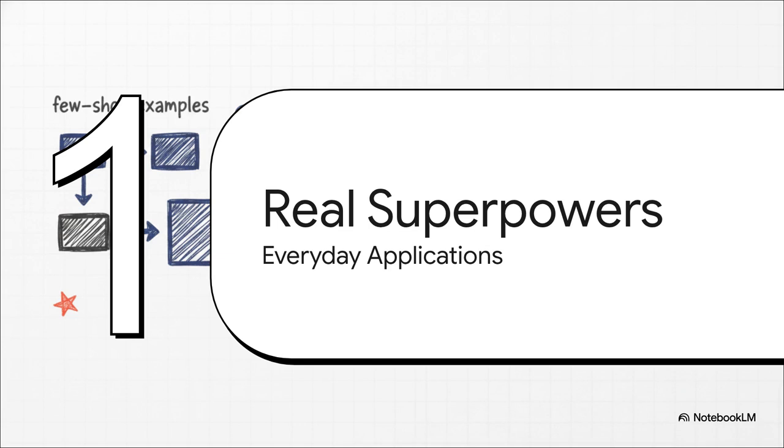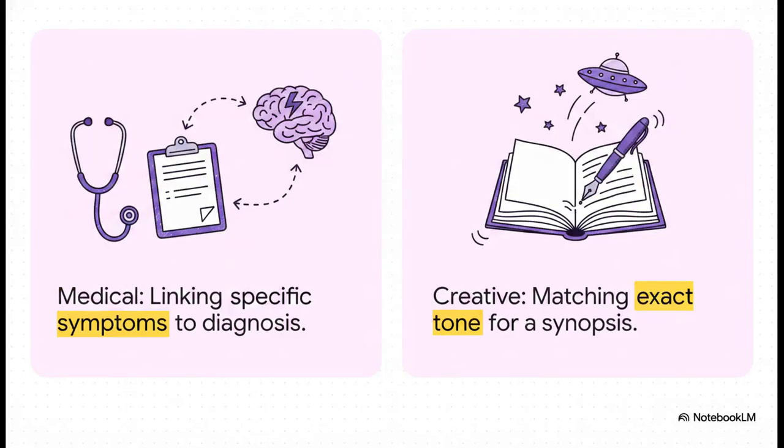Section 4, Real-World Superpowers, Everyday Applications. Let's look at how versatile this really is. Take medical reasoning, for example. By providing a few examples of specific symptoms linked to diagnoses, you can actually guide the AI to perform logical deduction, like cleanly linking a headache and light sensitivity to a migraine, complete with an explanation. But then you can totally switch gears to creative writing. Give the AI a few examples of a gritty, suspenseful sci-fi synopsis, and it will perfectly match that exact tone for your brand new book idea.